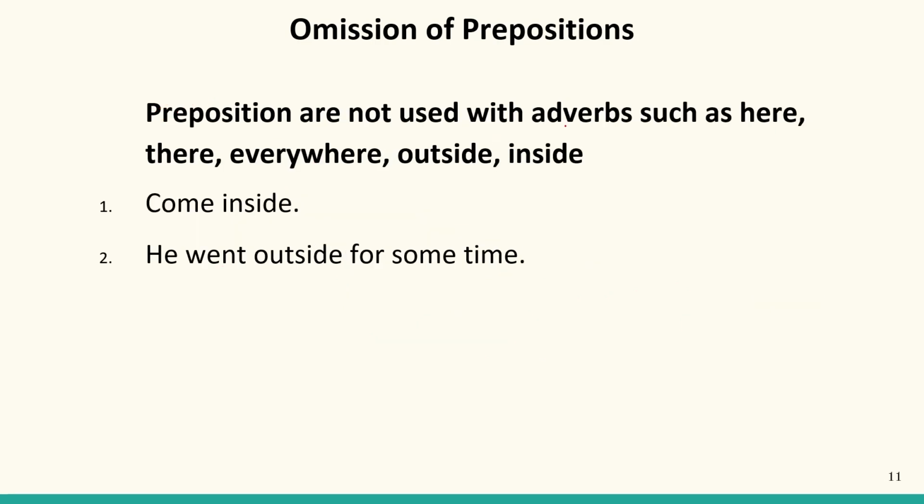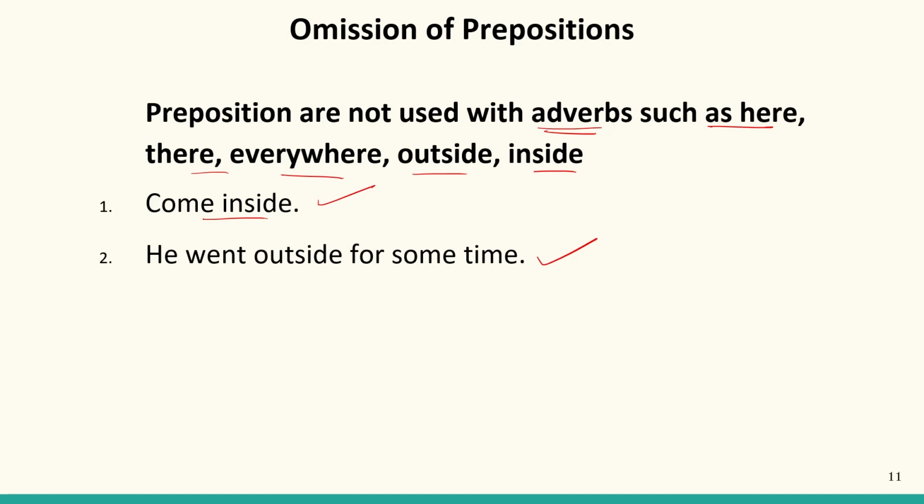So this we should keep in mind. Prepositions are not used with some adverbs such as here, there, everywhere, outside, inside. With any of these adverbs, we do not use prepositions. Come inside. This is correct. We cannot say come to inside, because inside means something which is in the room or inside some space. In fact, come inside is absolutely correct. He went outside for some time. Again this sentence is correct. We cannot say he went to outside. That will be incorrect. Now, God is everywhere.